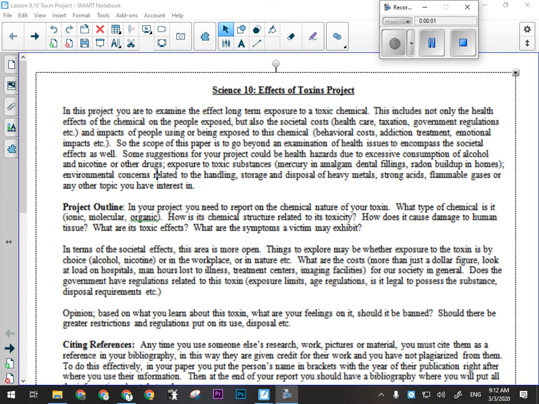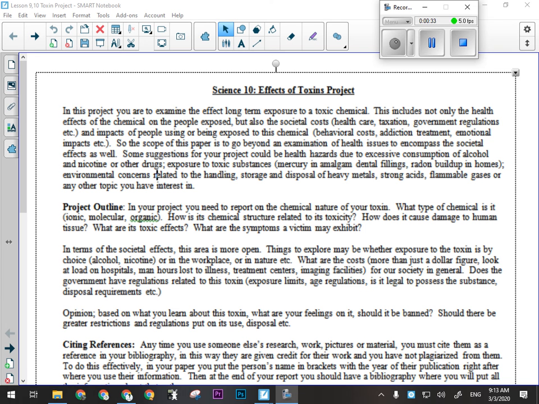So the purpose of this assignment is that you are going to investigate the effects of long-term exposure to a toxic chemical of your choice. Okay, so you can choose any toxic chemical you want, right? It can be something simple, it can be something complex. Okay, it could be a drug, it could be something natural. Okay, it's entirely up to you. It just has to be a toxic chemical.